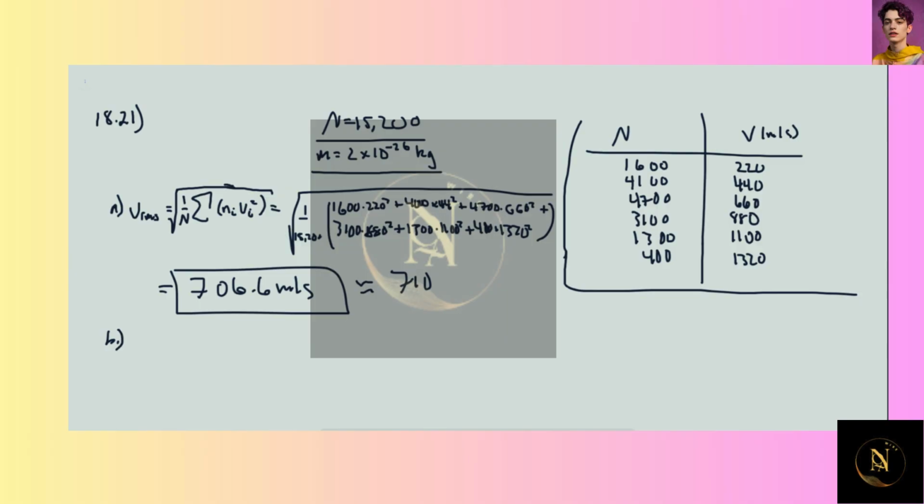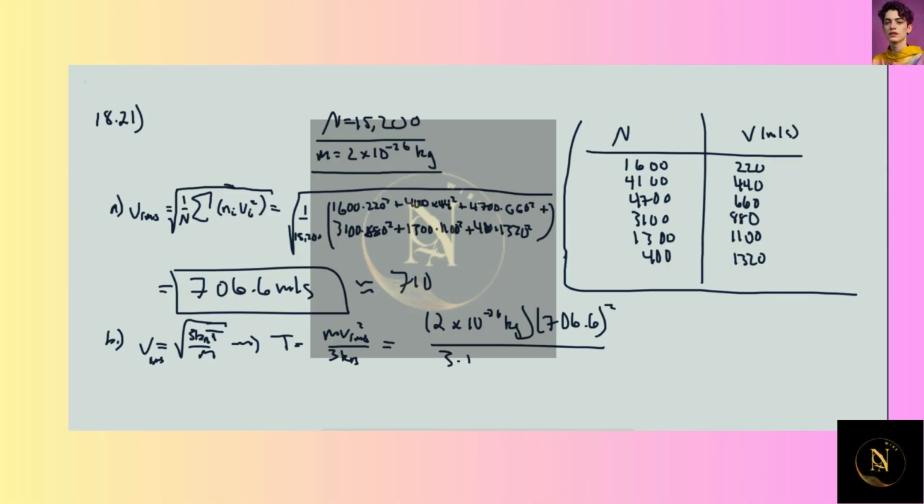Okay, part B. Given your value of v_rms, what effective temperature would you assign to the gas? We know that v_rms is given by the square root of 3 k_B T over m. So we can rearrange this for T, and this is just m v_rms squared over 3 k_B. So let's use our v_rms: the mass is 2 times 10 to the negative 26 kilograms, and our v_rms was 706.6. Square it, all over 3 times 1.38 times 10 to the negative 23 joules per Kelvin. Plug all that in, and it should come out to be 241.2 Kelvin. Awesome.